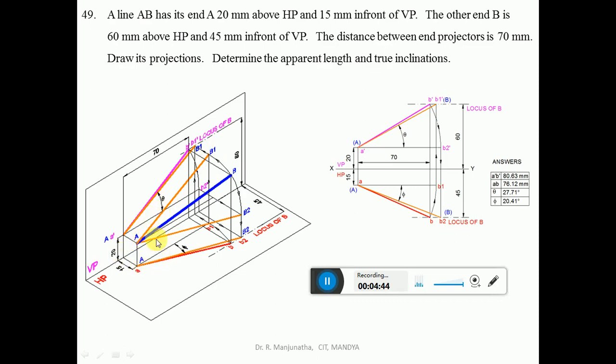So now the line AB1 will be parallel to VP. So when it is projected, that is, when it is viewed from the front view, the image is going to fall on the vertical plane.